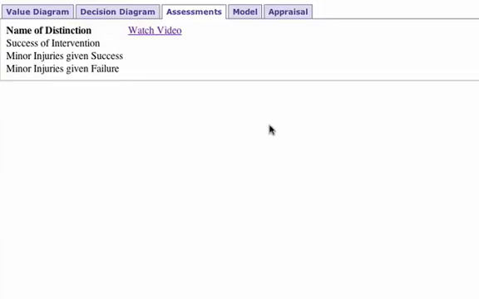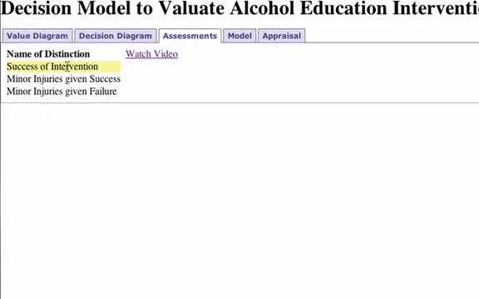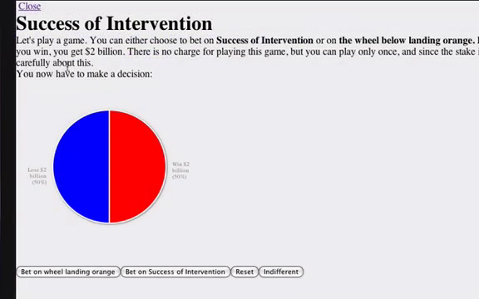Hi, this short video will show you how assessments can be made using this online tool. In this decision model, we have three distinctions that need to be assessed. One is success of intervention, the other two are minor injuries given success and minor injuries given failure. So let's focus on this one, success of intervention.